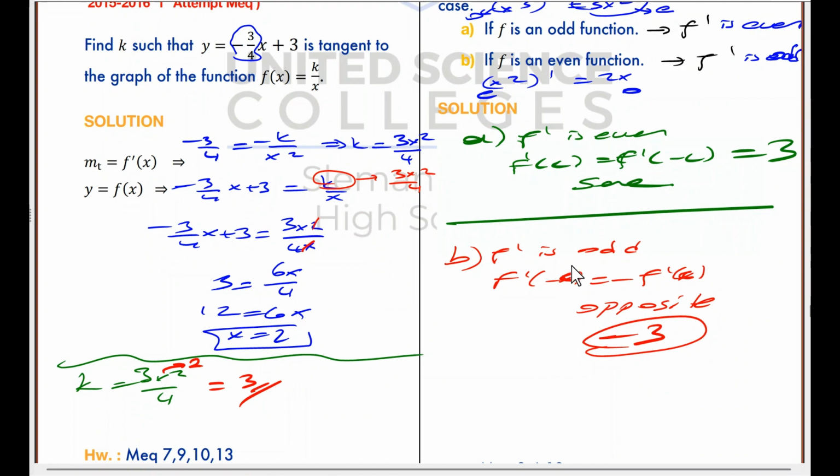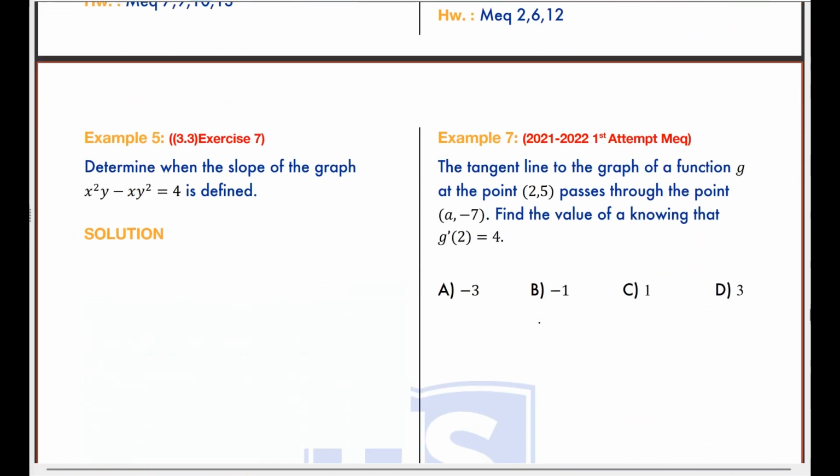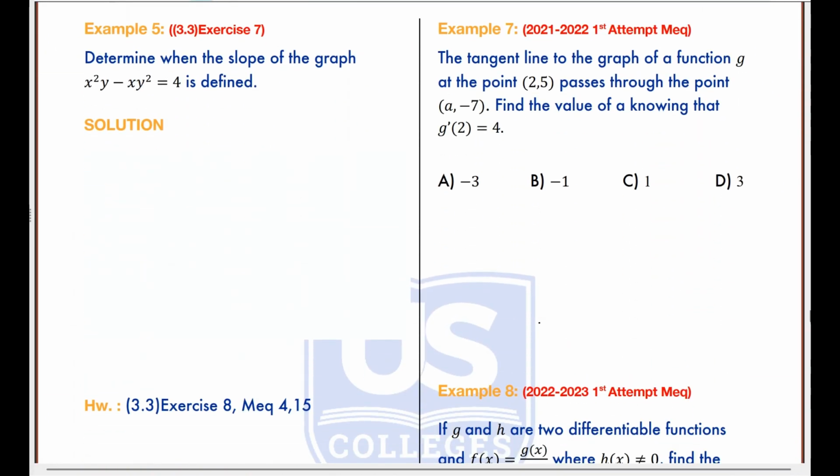Okay, this was the third type. Fourth type of question, section 3 question. Determine when the slope of the graph is defined. Slope of the graph. This is about derivative of implicit equation. Slope means derivative, so we should take derivative of implicit equation. There are some other ministry questions and exercise questions too about this situation. So let's take the derivative of each one by one.